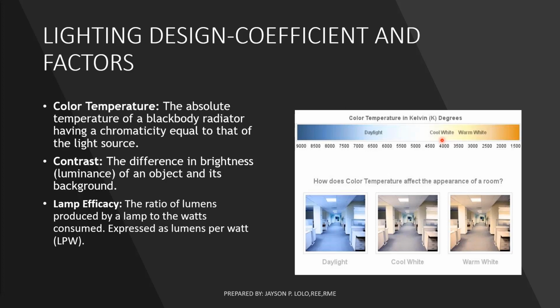The next one is the lamp efficacy, the ratio of lumens produced by a lamp to the watts consumed. It is expressed as lumens per watt. That is why some lamps are labeled depending on the wattage, but you also need to understand the lamp efficacy. The basic formula is to divide the lumens indicated on the box by the wattage specification on the bulb or lamp you are using.